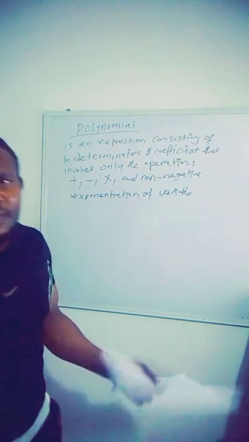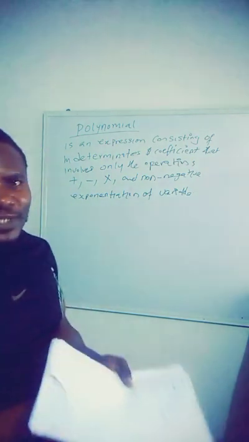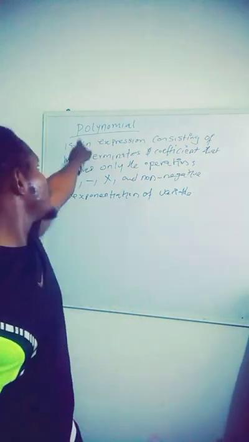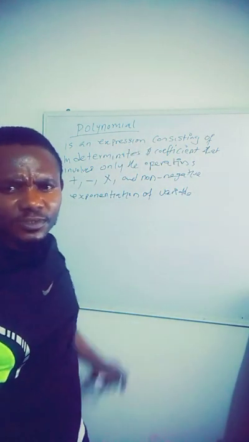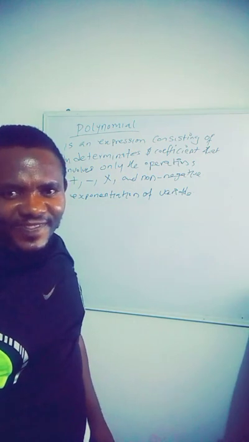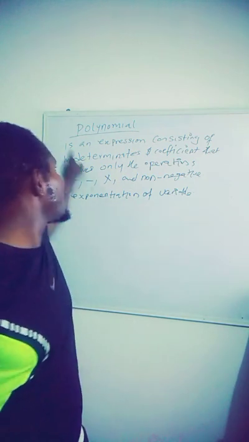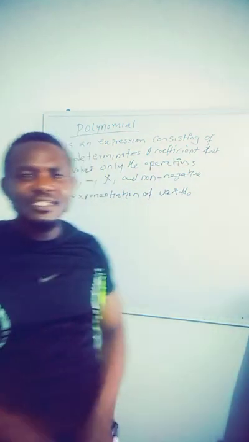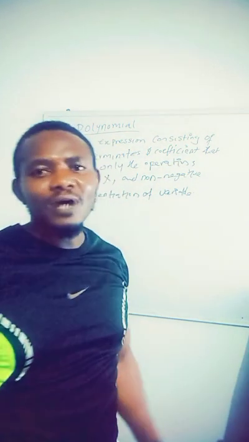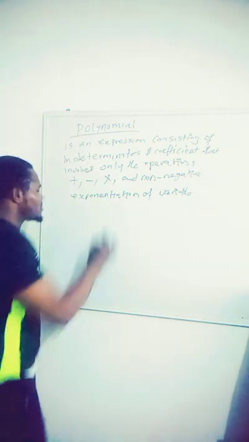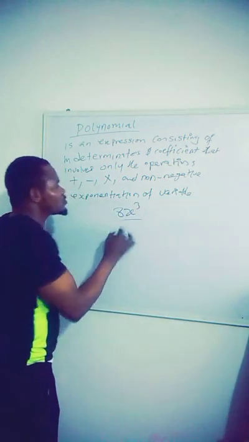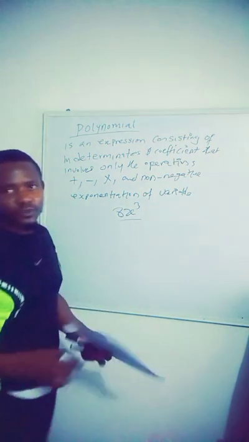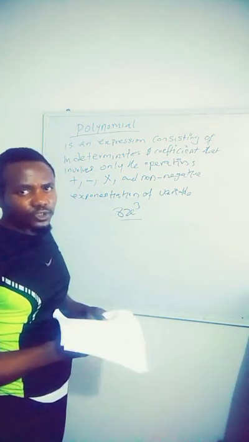So you don't need to memorize this. What is it saying? I hope you can see what I put on the board. A polynomial is an expression consisting of indeterminate. When you say indeterminate, it's like something you cannot find. When someone says s cubed, you can't find its value, it's indeterminate. So as you can see, this is a polynomial.